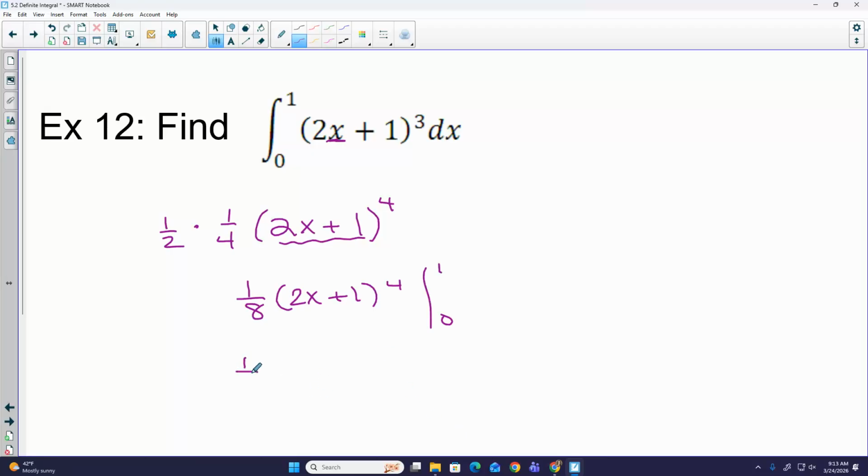So if you want, you can just pull the 1/8 out in front. If I put in my 1, I get 2 plus 1, so 3 to the 4th. Minus, if I put in my 0, 0 plus 1 is 1 to the 4th. That's 1/8, 81 minus 1. So 80 over 8. Gives me 10.